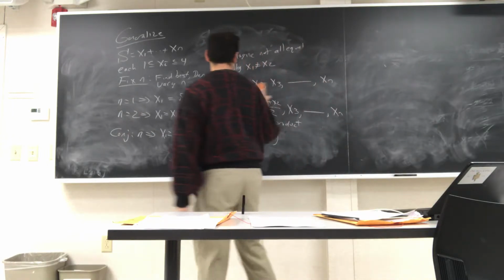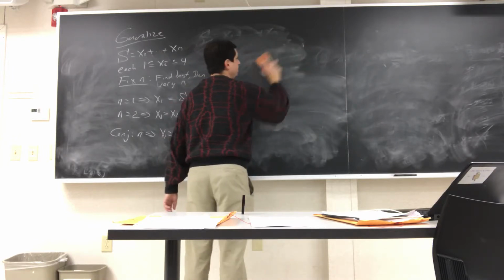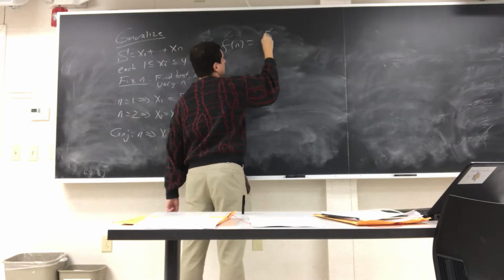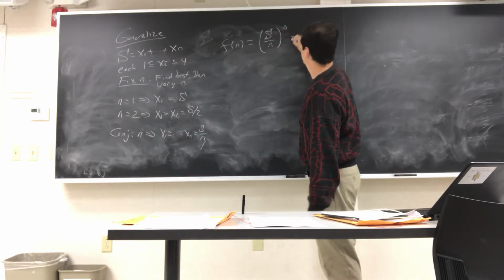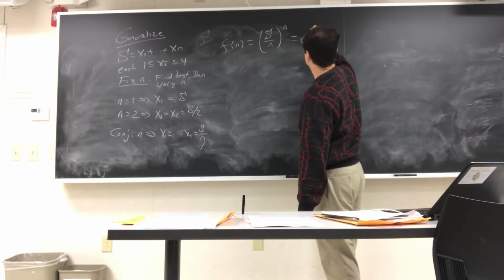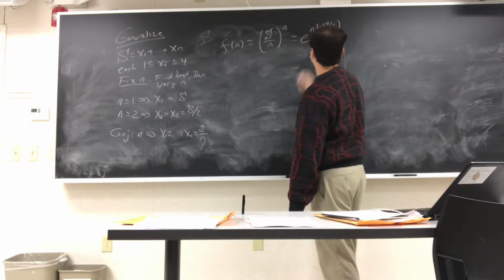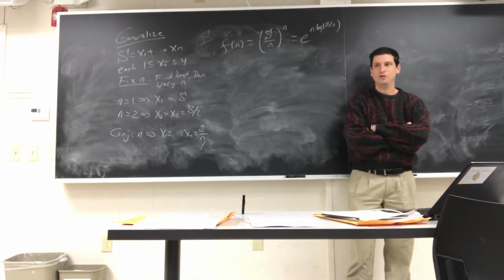Okay. So now we will create a new function. F of n is (s over n) to the n, which is e to the n log (s over n). This is going to be the maximum product when we have n pieces. What should we do now?